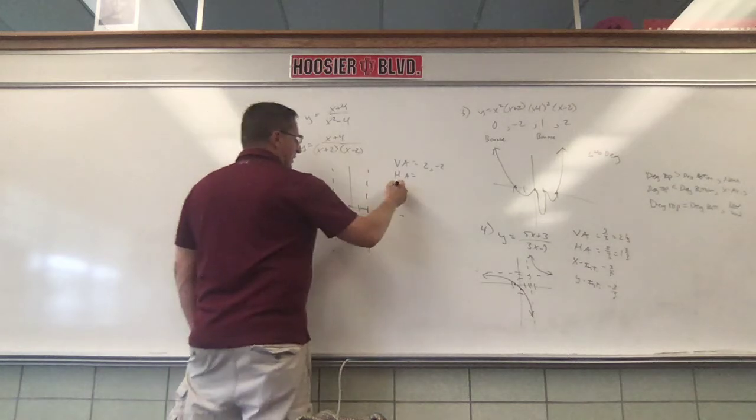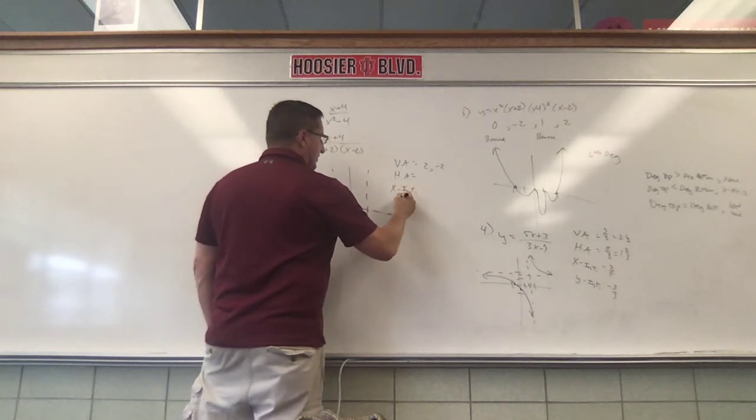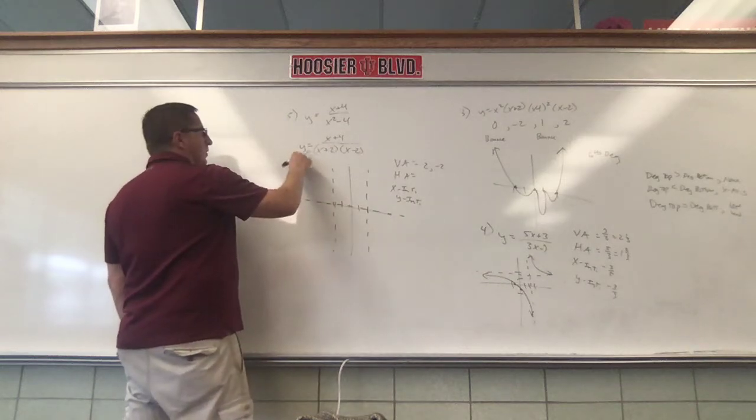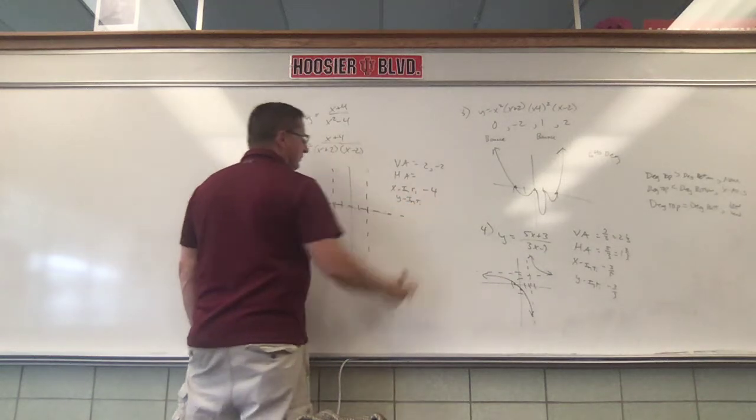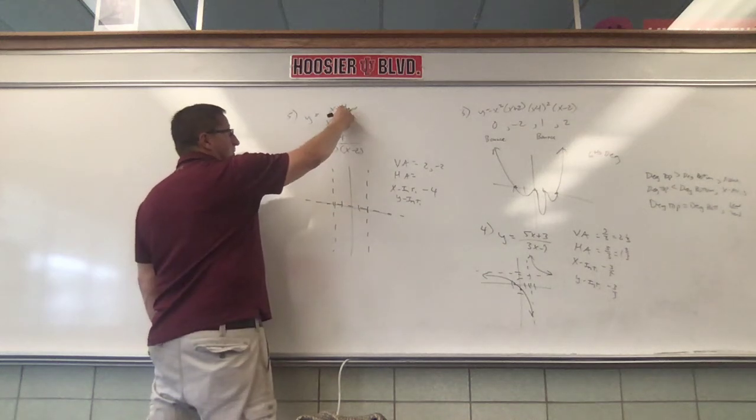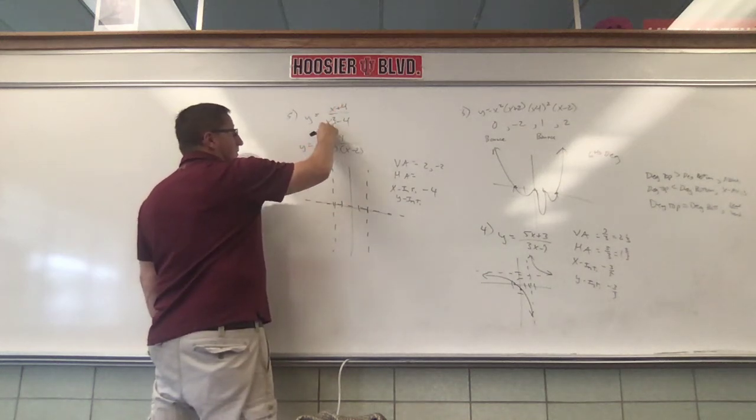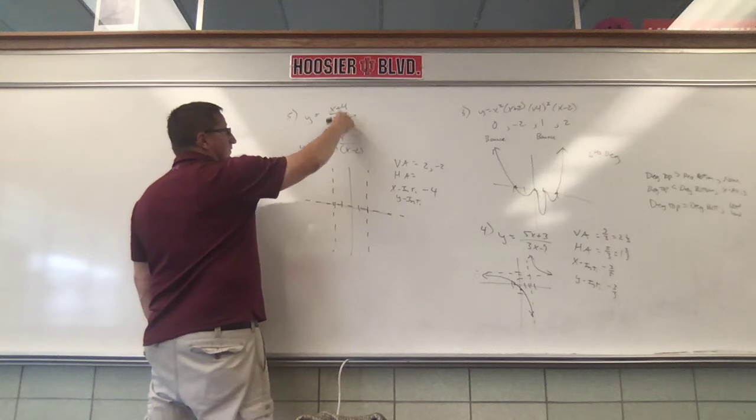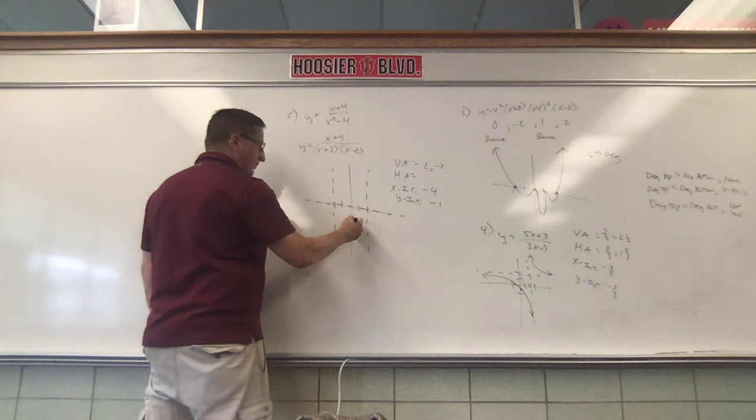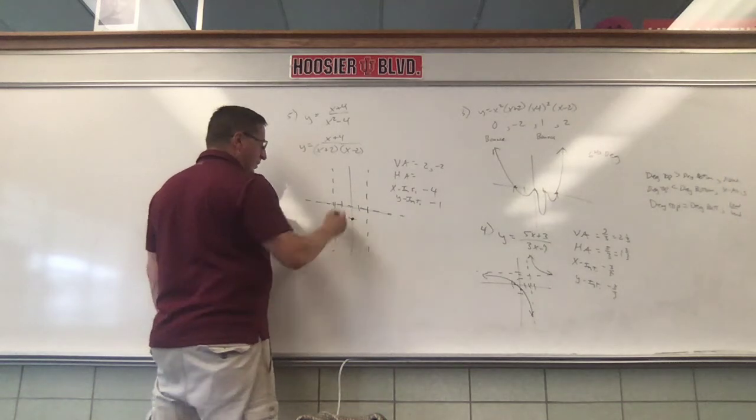Okay, my x-intercepts and my y-intercepts. My x-intercepts, plug in a 0 for y, or what makes the top 0? -4. My y-intercepts, plug in a 0 for x. If I plug in 0, this is going to be 0 plus 4, which is 4. This is going to be 0 minus 4, which is -4. 4 over -4 is -1. So it's going to hit at -1. X-intercepts at -4.